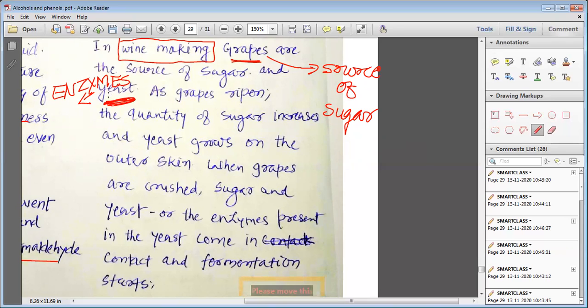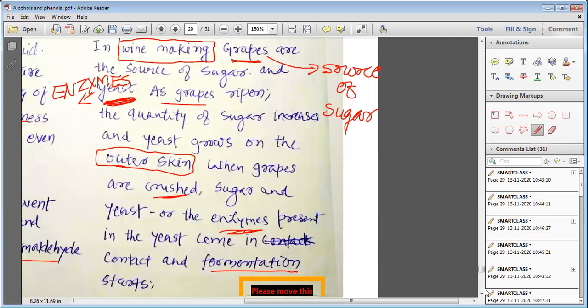Both these enzymes are produced from the yeast in anaerobic conditions. We will see that during wine making we maintain anaerobic conditions. As grapes ripen, the quantity of sugar increases and yeast grows on the outer skin. Please remember that yeast grows on the outer skin of the grapes. When grapes are completely ripened and crushed, sugar and yeast come in contact with each other. Yeast produces enzymes, and this is how the fermentation process takes place.